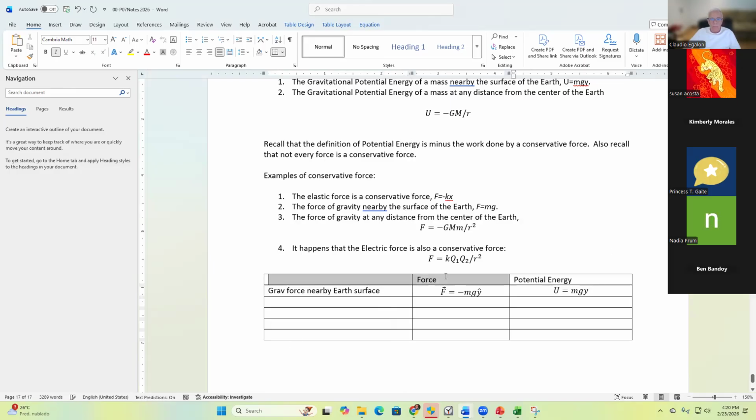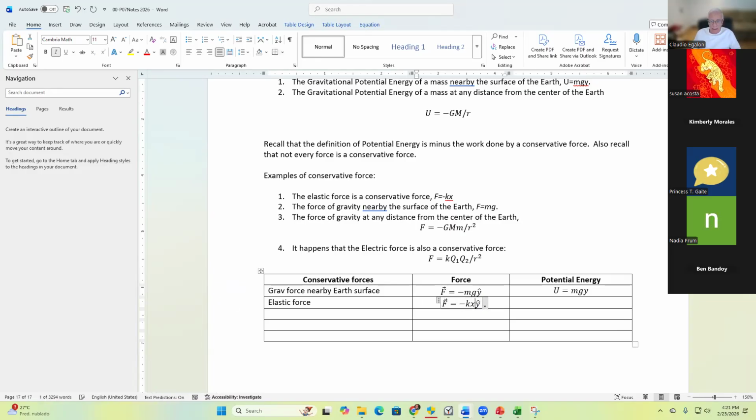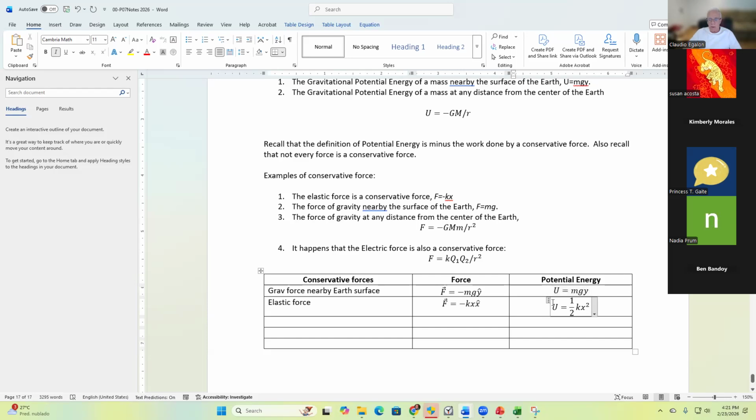Now, we gotta write that down here, conservative forces, right? Conservative forces. We also have the elastic force. Elastic force, we saw that in physics 6, is going to be minus kx with an x hat. And its potential energy is going to be given, remember that, by half kx squared. We do not have a negative sign there either, because this negative sign cancels out with the negative sign of the definition, right? Here you go.